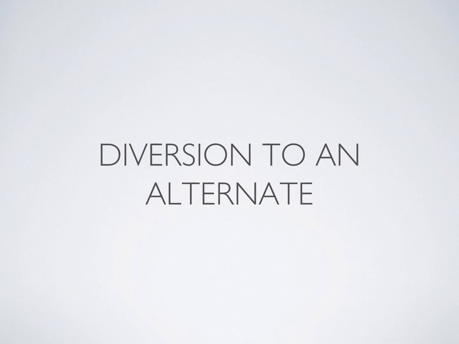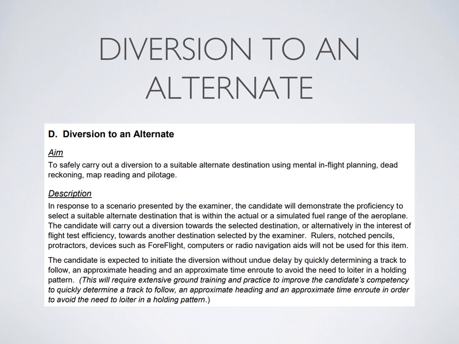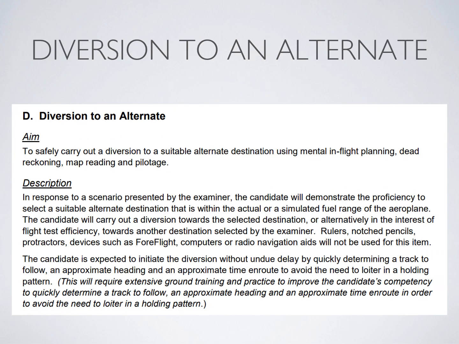And let's talk about everyone's favorite exercise, the diversion to an alternate. This exercise is very often not done well. So we're going to talk about it in a bit of detail to make sure that you are doing well for your check ride. We'll talk about why this exercise can get a little bit messy. It's really testing your mental in-flight planning. You're not allowed to use any kind of CX3, E6B, notched pencils, nobody uses those anymore, or anything like GPS or ForeFlight to help you in this exercise.